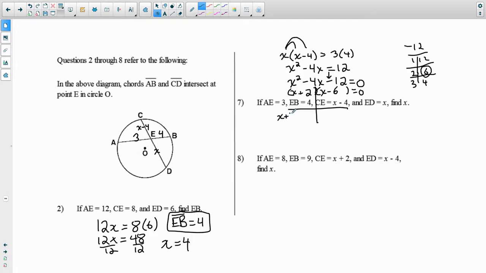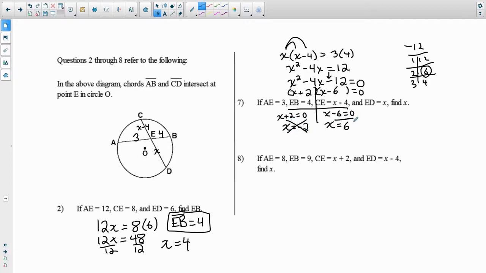x plus 2 is equal to 0. x minus 6 is equal to 0. And then, of course, x will be equal to negative 2. And x will be equal to positive 6. Now, since one of my segments is represented by x, I know I cannot have a negative answer. So I'm going to reject that.